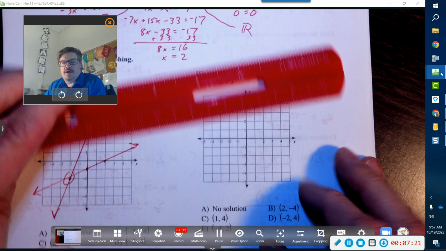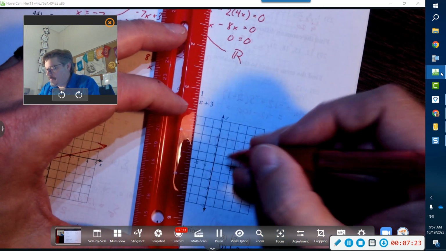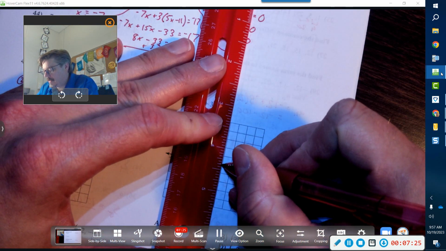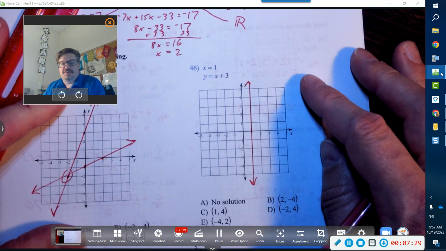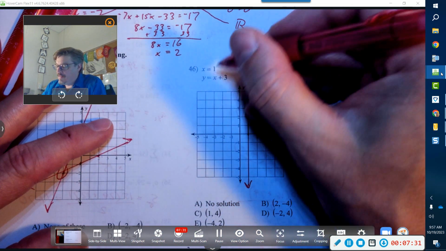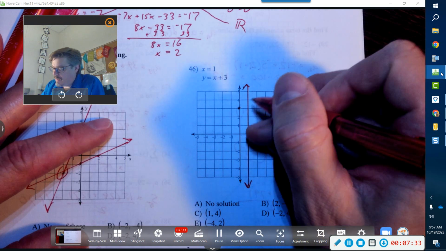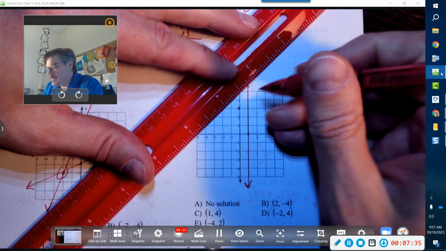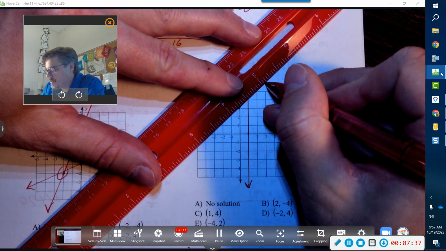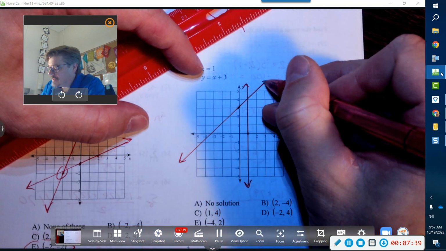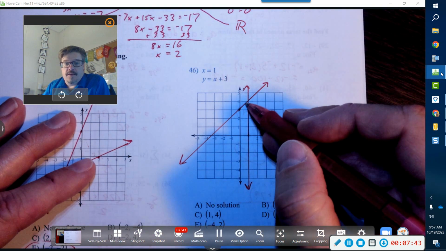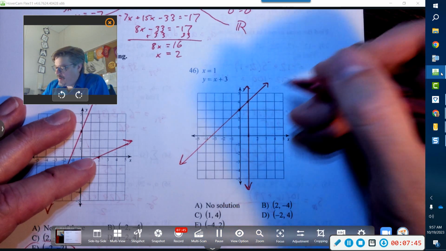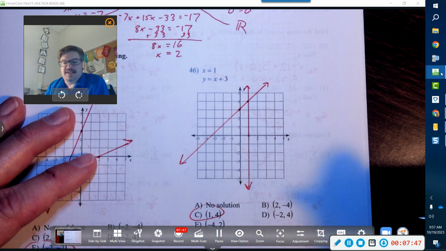All right. X equals 1. Okay, this guy doesn't have a y-intercept because he's at x equals, so we're just going to draw a vertical line. Then this guy goes to positive 3, and then his slope is 1. He goes up 1 over 1. So I'm going to go ahead and draw that line. The solution to this system, okay, again, notice the equal signs. We intersect right there at 1, 4. So the answer is C.